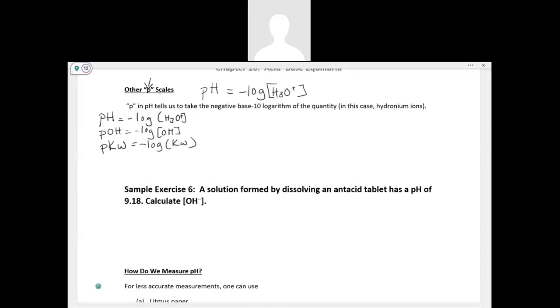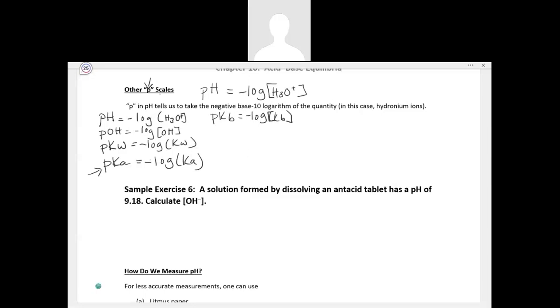If we wanted to find pKa, for example, that's a way of ranking weak acids. Instead of a pH scale, we use the pKa scale. We'll take the negative log of the Ka, the acid dissociation constant. We could do the same thing to find pKb, another more convenient way to rank weak bases, and then we'll take the negative log of Kb.